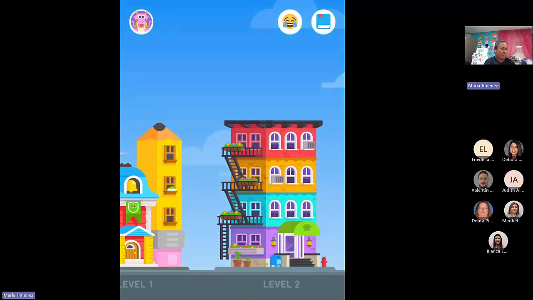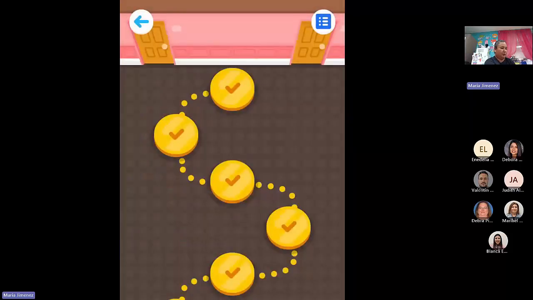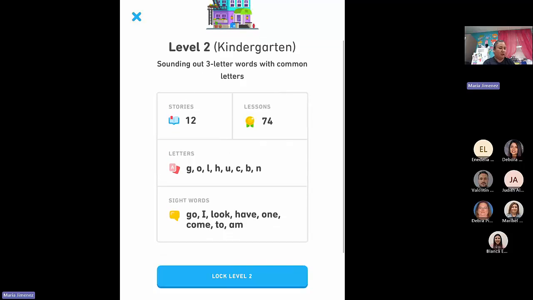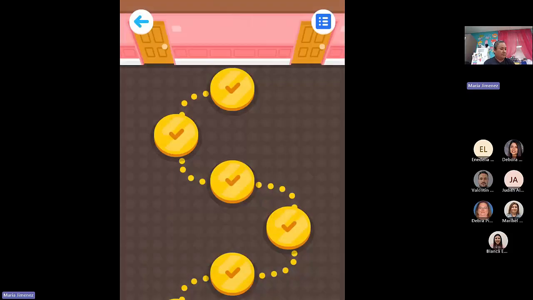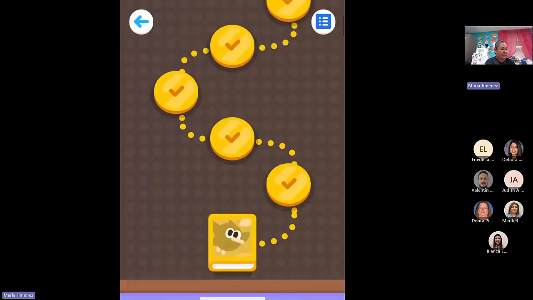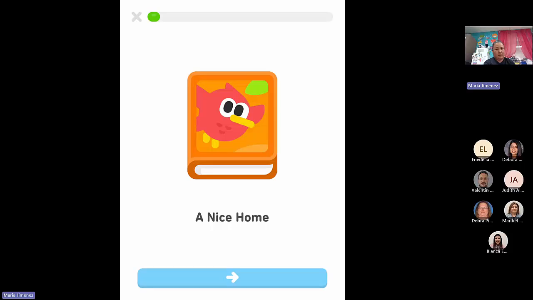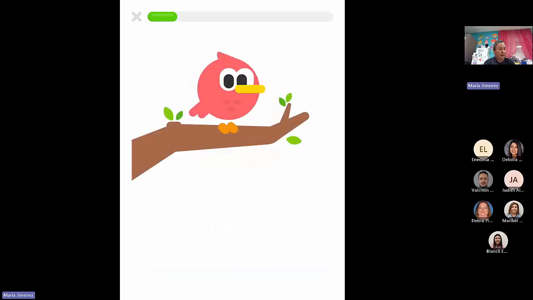Let me show you level 2. So this is level 2, which would be kindergarten. Sounding out 3-letter words with common letters. You have a total of 12 stories with 74 lessons, and you have your letters and sight words. Here, they're adding more sight words to the list. It'll be the same, only your stories will be longer as the levels go on.